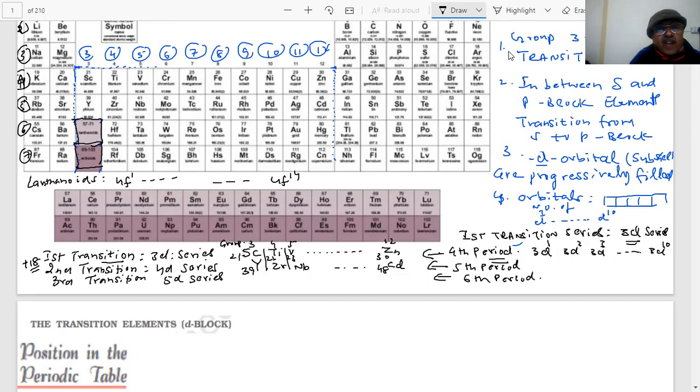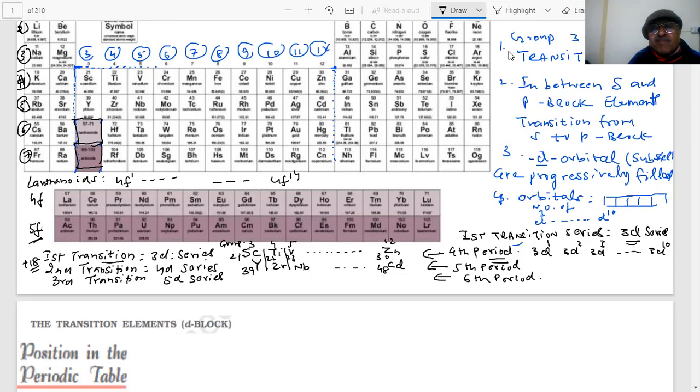Similarly, in the seventh period, you are again seeing that actinium, atomic number 89, is not here. The 89 to 103 elements are missing in group 3. They are coming in the next series. This is my 4f series. This is my 5f series. Here the electrons are entering into the 5f subshell.